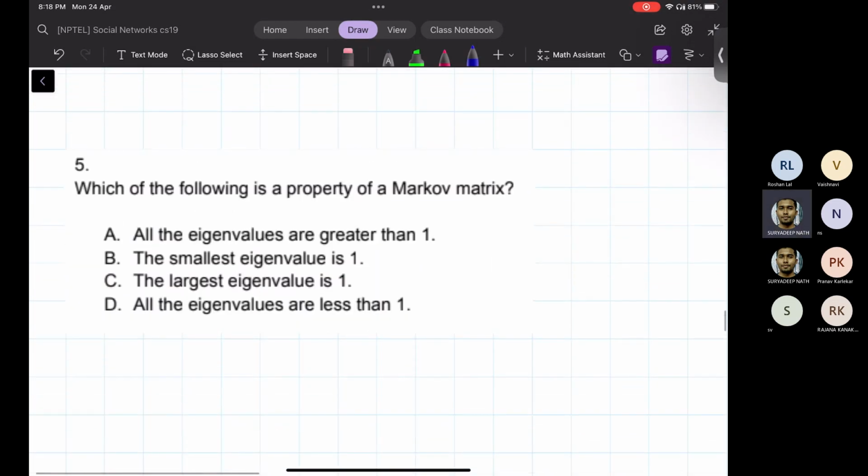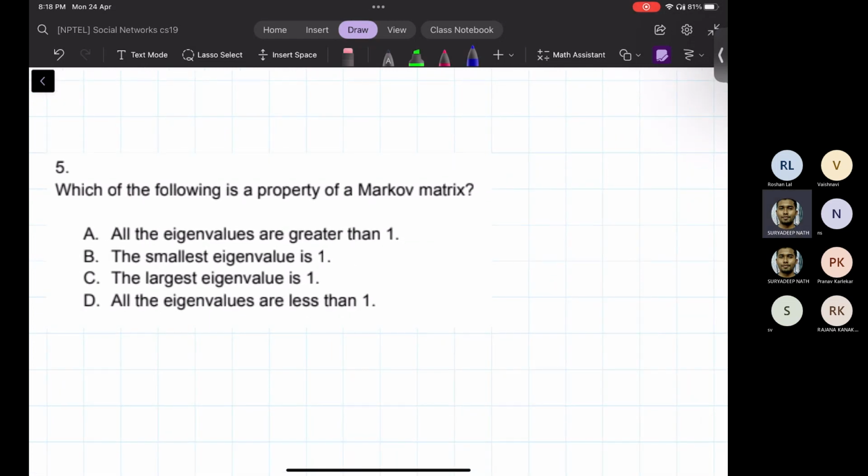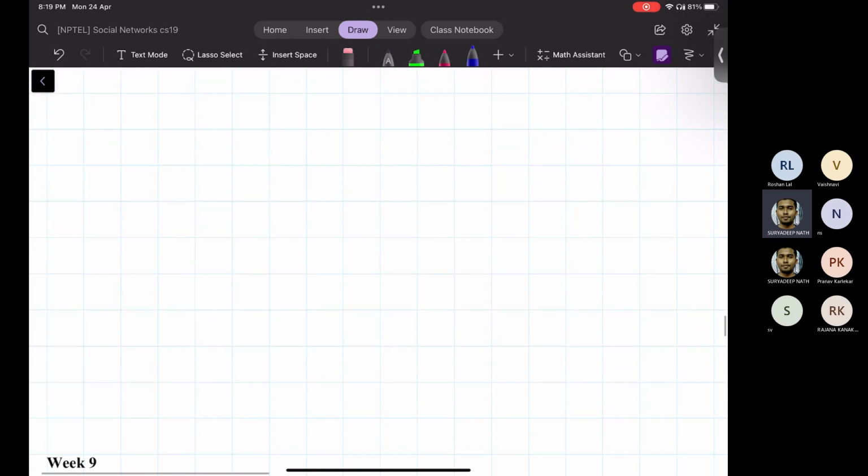Coming to question 5. Which of the following is a property of a Markov matrix? The largest eigenvalue is 1. So the right answer for question 5 is C. This is the Markov property. The smallest eigenvalue, you need not bother about. All eigenvalues are less than or equal to 1. So D is not fully correct, because they are saying it's less than 1, but it should be less than or equal to 1. And there will always exist an eigenvalue of 1. So the largest eigenvalue is 1.